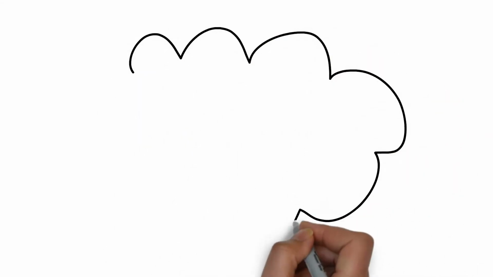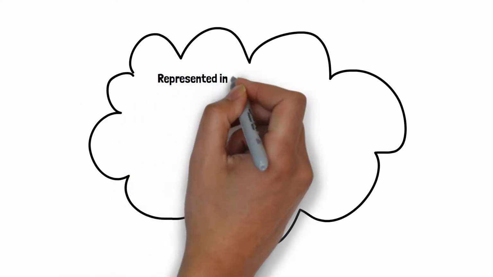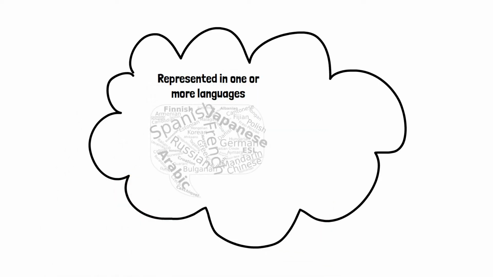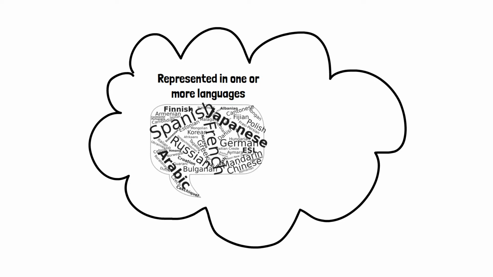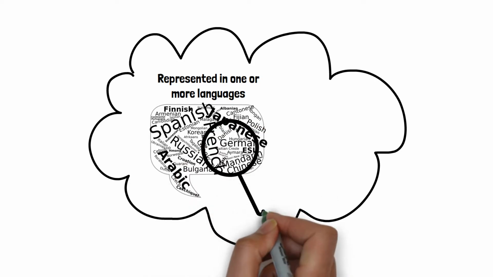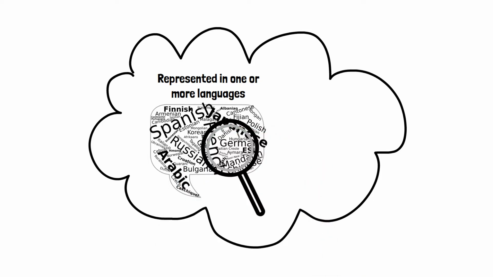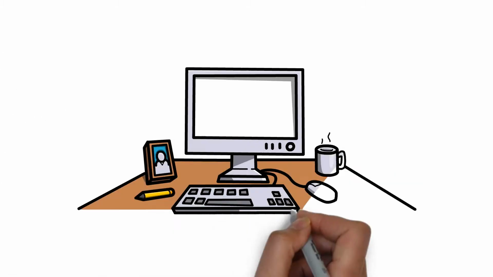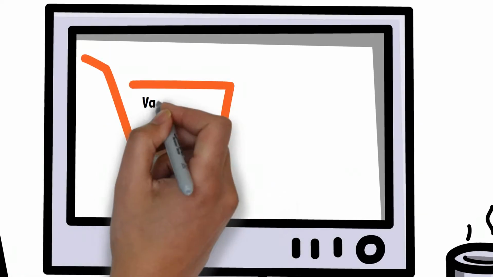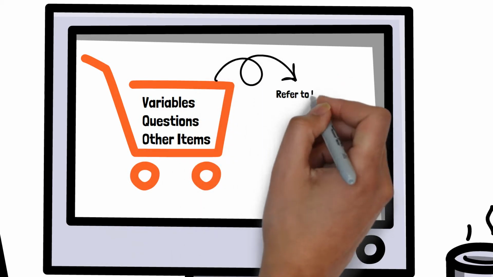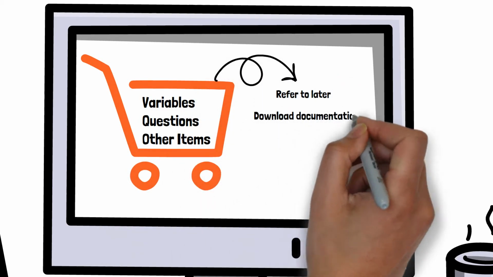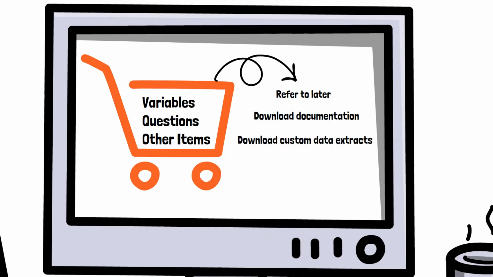All metadata stored in the Colectica repository can be represented in one or more languages, so when an item is documented in more than one language, the user may choose which language or languages are displayed. This allows multilingual search and generation of multilingual documentation, leading to easier collaboration. The portal provides a basket to save variables, questions, or other types of items so you can refer to these items later, download documentation for the items, or download custom data extracts containing the variables in your basket.